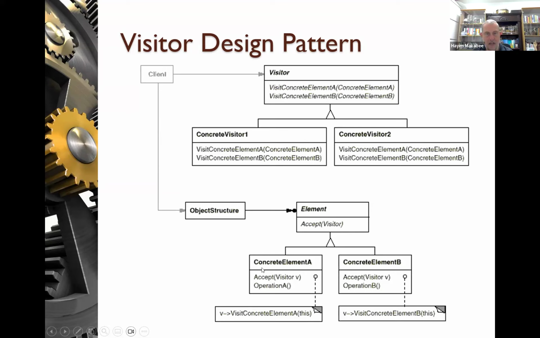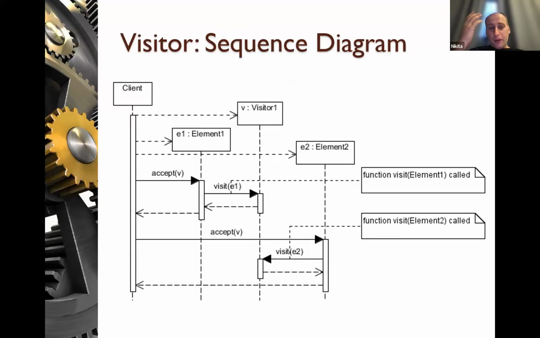And then the element has a concrete element A and a concrete element B that accept the visitor. When the element accepts the visitor, he says, visitor, visit myself. You understand this? This is very difficult to understand if you see it for the first time. Like an iterator? Yes, like an iterator. Here you see the sequence diagram.